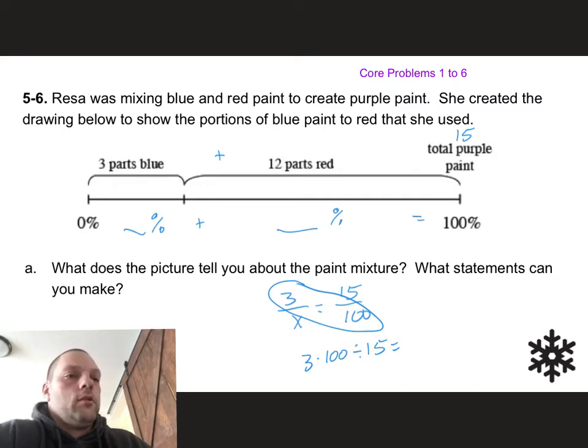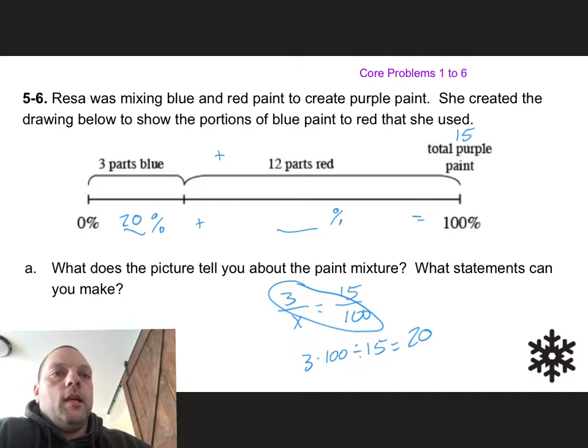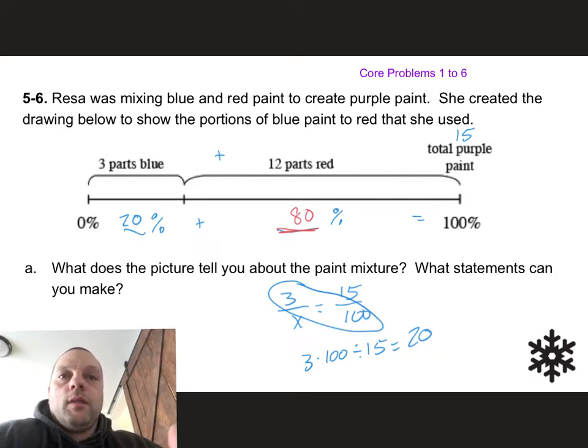20. Should have been able to do that mentally. Duh. All right, so that's going to give me 20%. But then once I have that 20%, now I can find my missing red part. So 20 plus what brings me to 100, and that would give me 80%. So basically 20% of my mixture is going to be blue paint, and 80% of my mixture is going to be red paint to give me the purple paint.